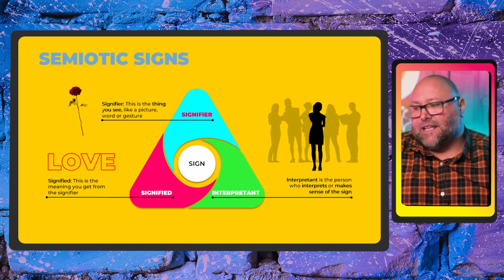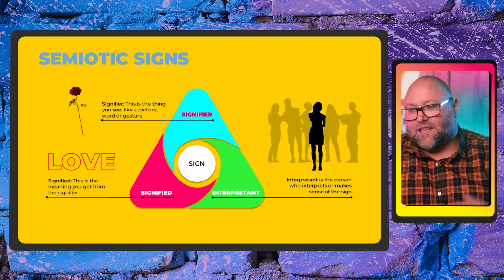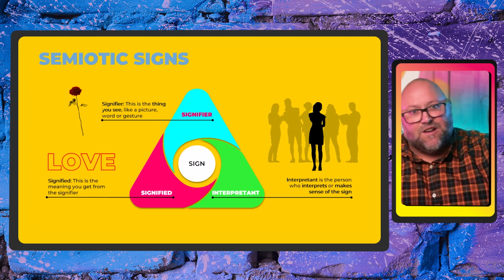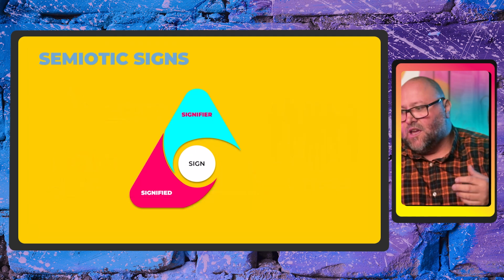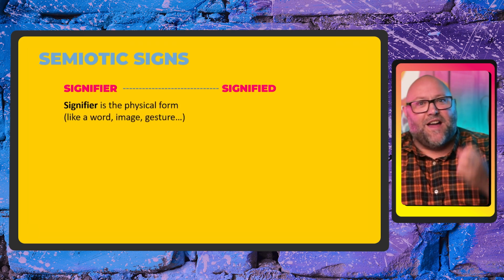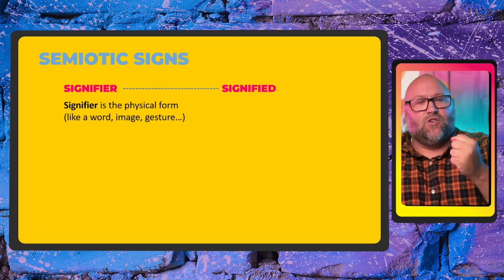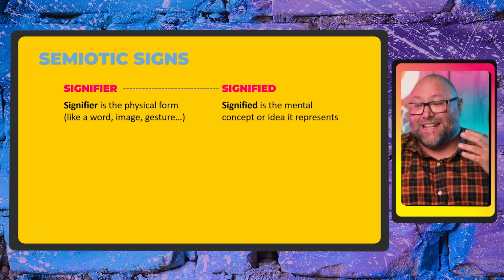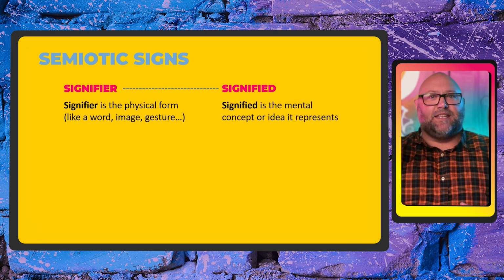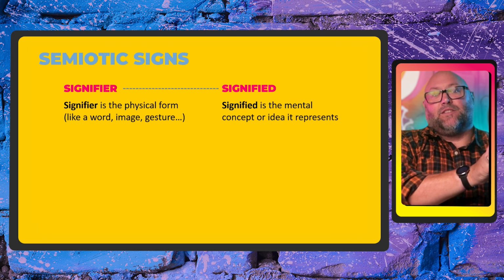Again, we'll go back to this here, that a semiotic sign has a signifier, a signified and an interpretant. If we get rid of the interpretant, because that's us, we've got signifier and signified. The signifier is the actual thing, the physical form like a word or a gesture, and the signified is the mental concept or idea that it represents. So we've got the signifier, which means this, which is the signified.